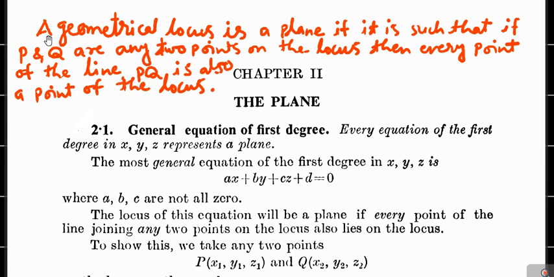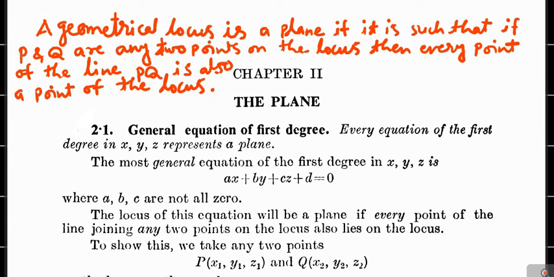I will repeat. A geometrical locus means a set of points which satisfies a certain condition is called a locus. So a geometrical locus is a plane if it is such that if P and Q are any two points on the locus, then every point of the line PQ is also a point of the locus. So like this, the plane is defined.